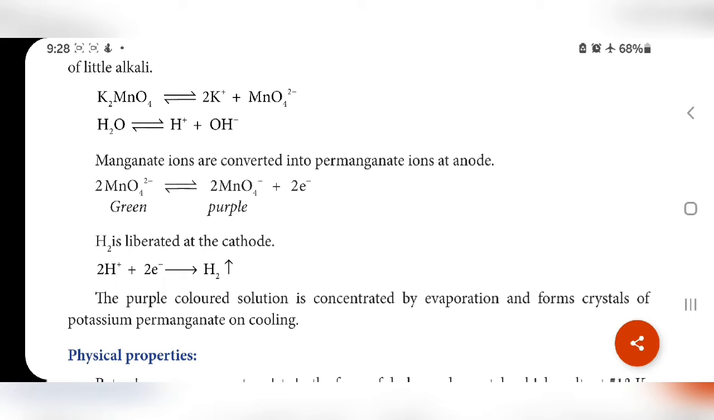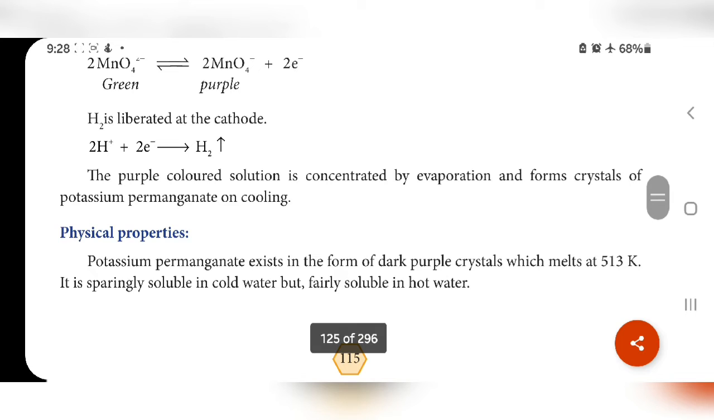Next one, physical properties. Potassium permanganate exists in the form of dark purple color crystals which melt at 513 Kelvin. Color is given: dark purple crystals. Melting point is given: 513 Kelvin. Solubility is given: sparingly soluble in cold water but fairly soluble in hot water.